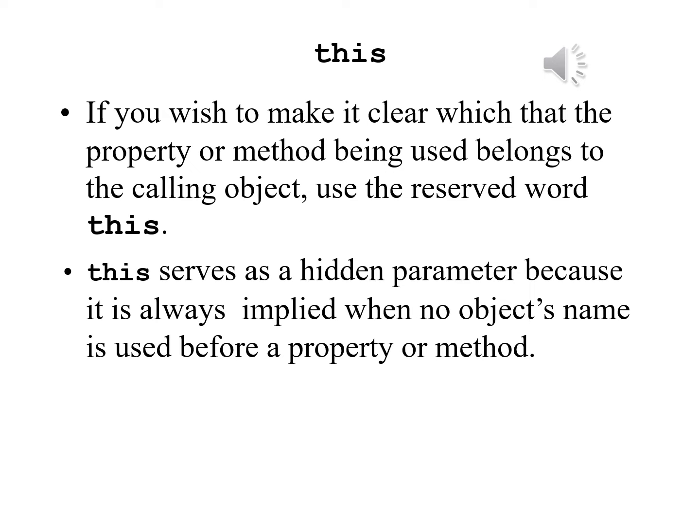This is a little like a hidden parameter. It tells us that we are using a property or a method belonging to the object that owns this instance of the method. We don't need to use the word this, but it can clear up a lot of confusion when we do.